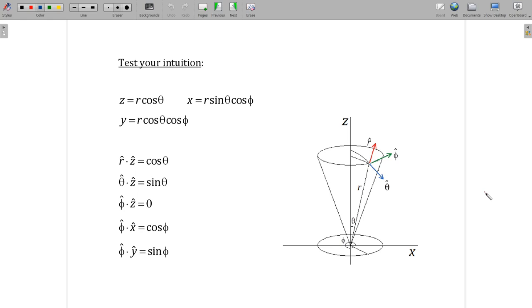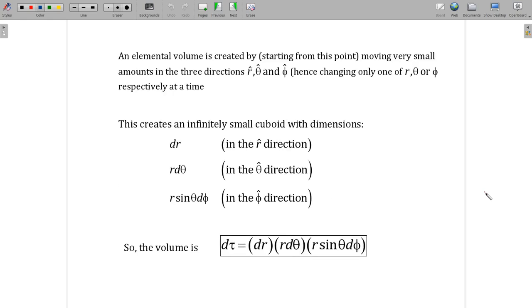So I'll move on, and what we were trying to do was write the elemental volume, the infinitely small volume that we get in the spherical system, if we are at a point r, theta, phi. How to get that elemental volume is very simple.